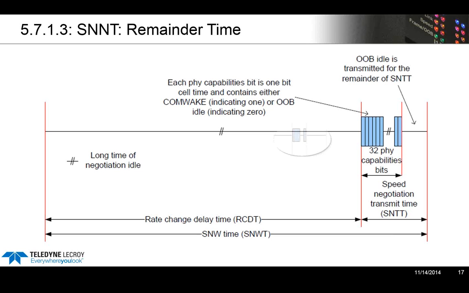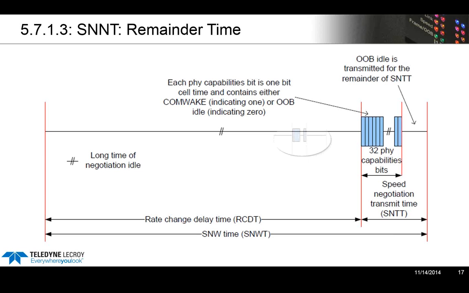There's a predefined window of quiescent time that must be observed after the series of COM-wakes. Again, both the link partners must stay in OOB idle for this interval. It's 562 microseconds. After that last COM-wake signal, they need to wait for the other side to decode its bits, its capabilities, set the registers, and get ready for 12 gig operation. So we have a test, of course, that validates these different timing intervals.